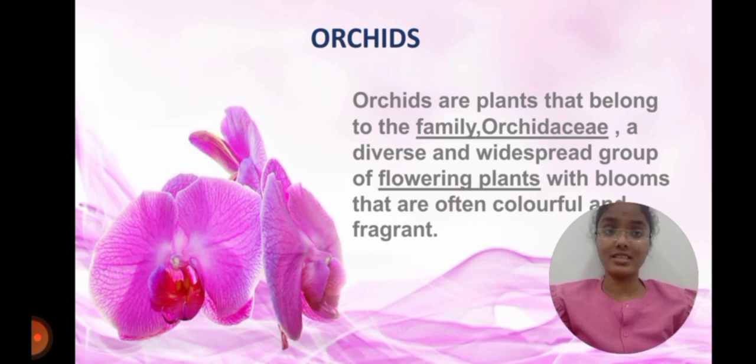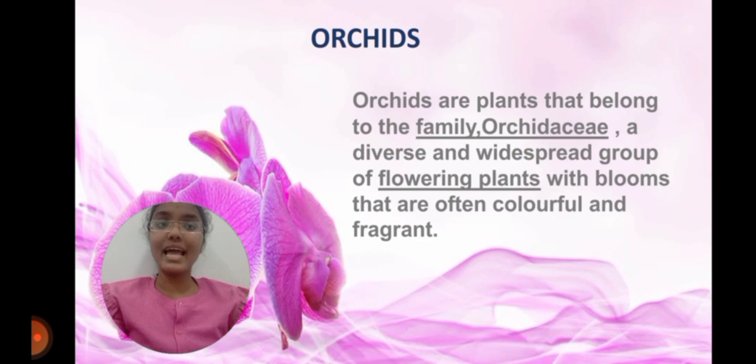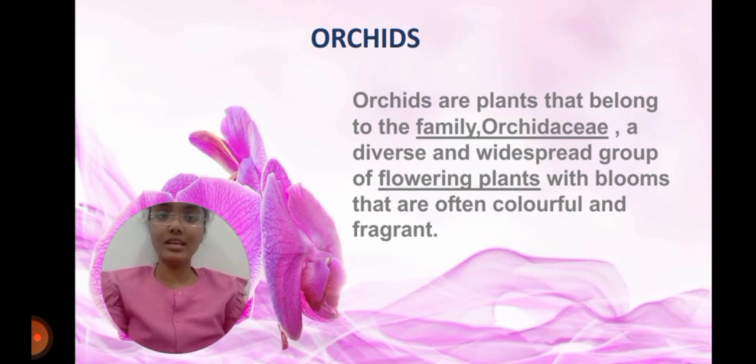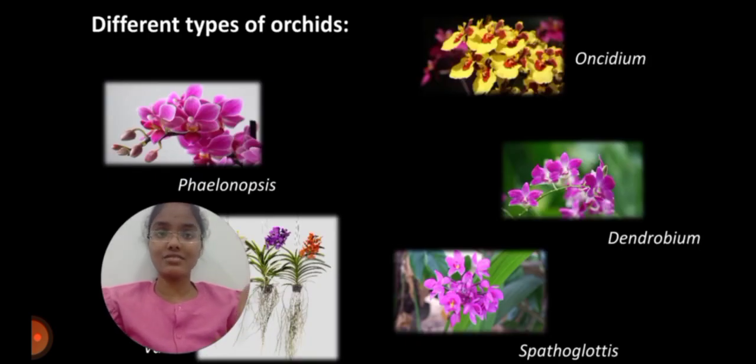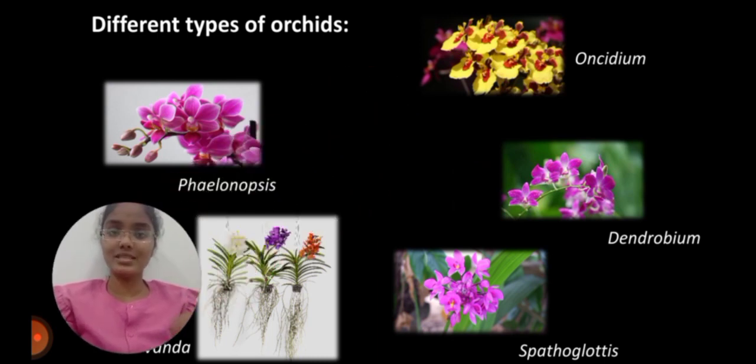So what are orchids? Orchids are plants that belong to the family Orchidaceae, a diverse and widespread group of flowering plants with blooms that are often colorful and fragrant. And these are the different types of orchids that I have worked with, like Oncidium, Dendrobium, Spathoglottis, Vanda, Phalaenopsis, etc.